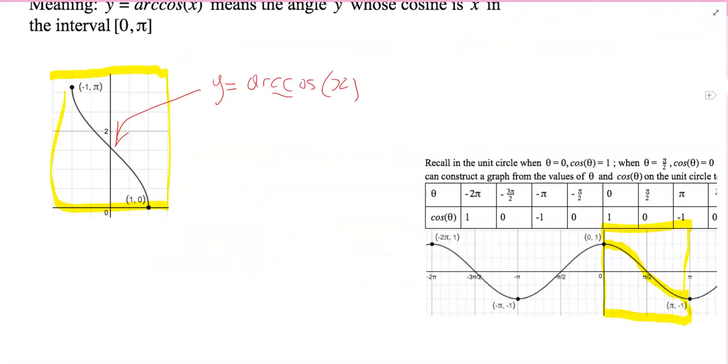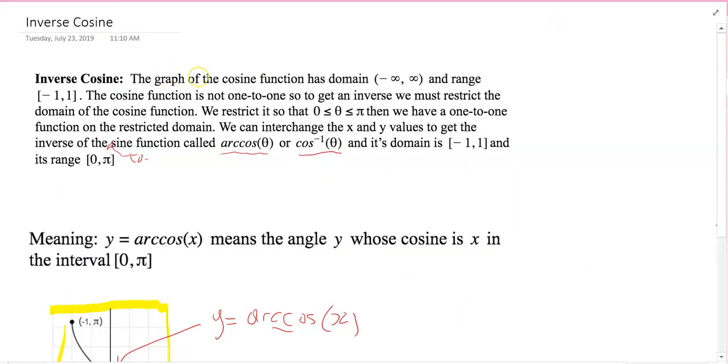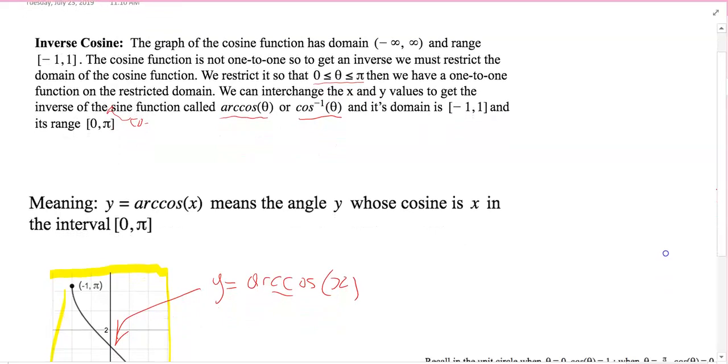Okay, let's talk about inverse cosine. The inverse cosine comes from the graph of a cosine function, which has the domain negative infinity to positive infinity and range -1 to 1 inclusive. The cosine function, again, is not one-to-one. So to get an inverse, we restrict the domain of the cosine function. We restrict it so that the angle theta is between 0 and pi, and we get a one-to-one function.